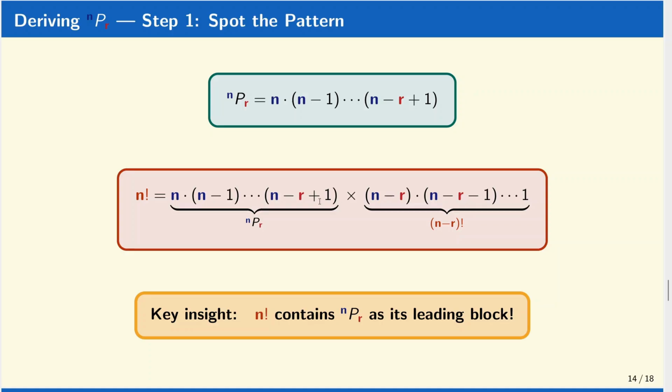Look closely at the black curly brackets underneath this long equation. The key insight is written at the bottom of the screen. n factorial actually contains nPr as its leading block. The first half of that long multiplication, everything up to n minus r plus 1, is exactly nPr. The second half of that multiplication, starting from n minus r and going down to 1, is exactly the factorial of n minus r. So let's put this discovery together on the next screen.